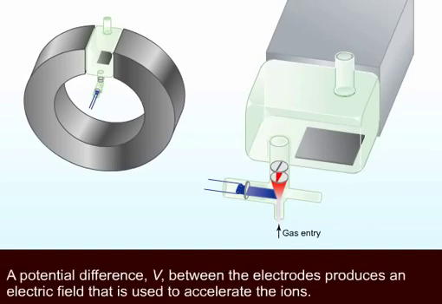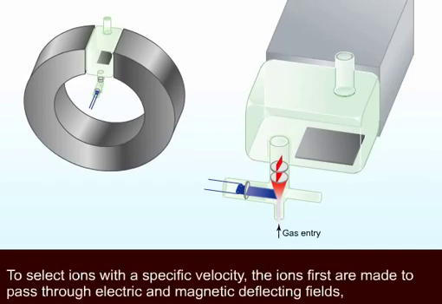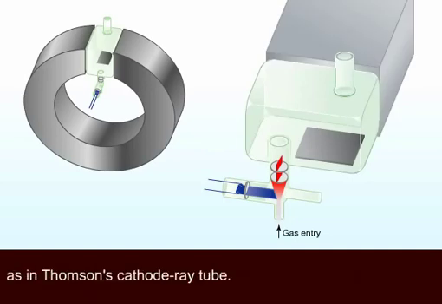A potential difference, V, between the electrodes produces an electric field that is used to accelerate the ions. Here you can see one type of mass spectrometer. To select ions with a specific velocity, the ions first are made to pass through electric and magnetic deflecting fields, as in Thomson's cathode ray tube.